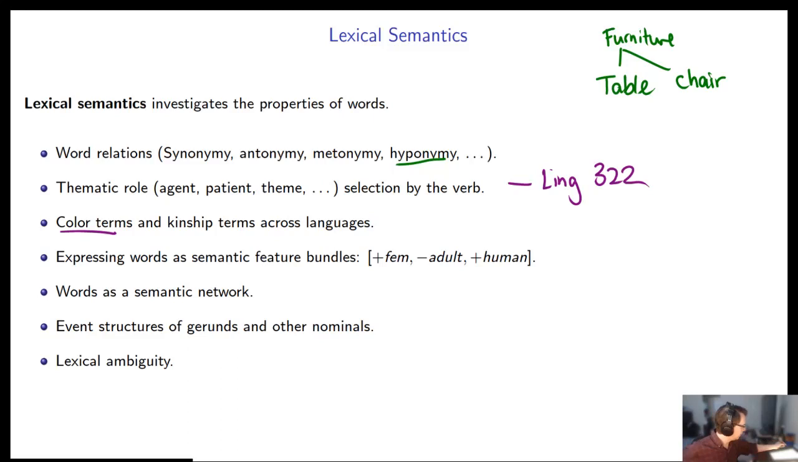In computational linguistics courses... So I don't know about LING 250, but in LING 807, a graduate course on computational linguistics, if you're ever lucky enough to take that course, they talk about how you can express words as features. So for example, if we say that we have a word that is plus feminine, minus adult, plus human, we might think of a word like girl. It's a human female that's not an adult.